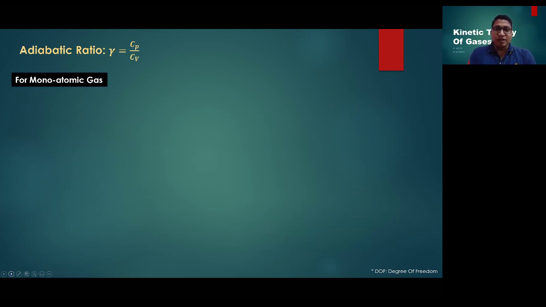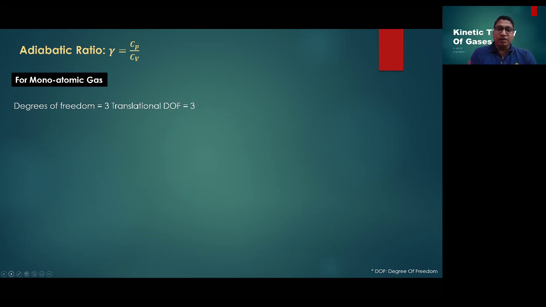For monatomic gas, what is the number of degrees of freedom? You will remember that in the class before, we did degrees of freedom. So we know that for monatomic gas we are having only 3 translational degrees of freedom, and so the total degree of freedom we can calculate as 3.